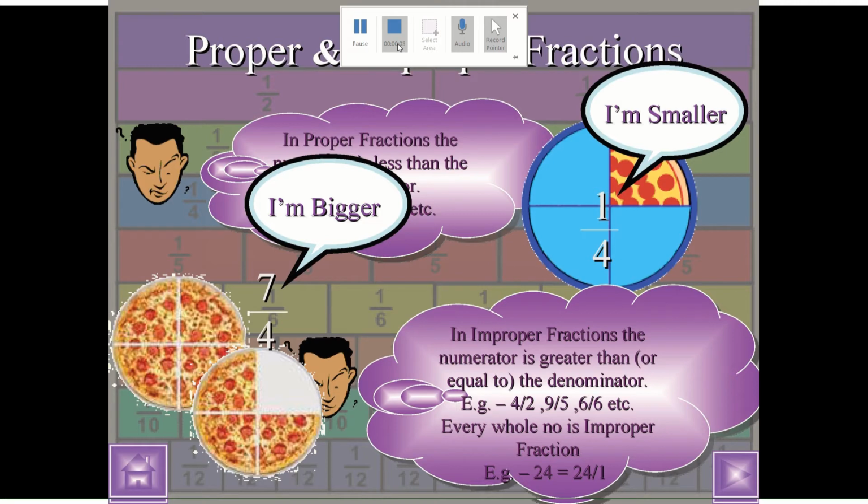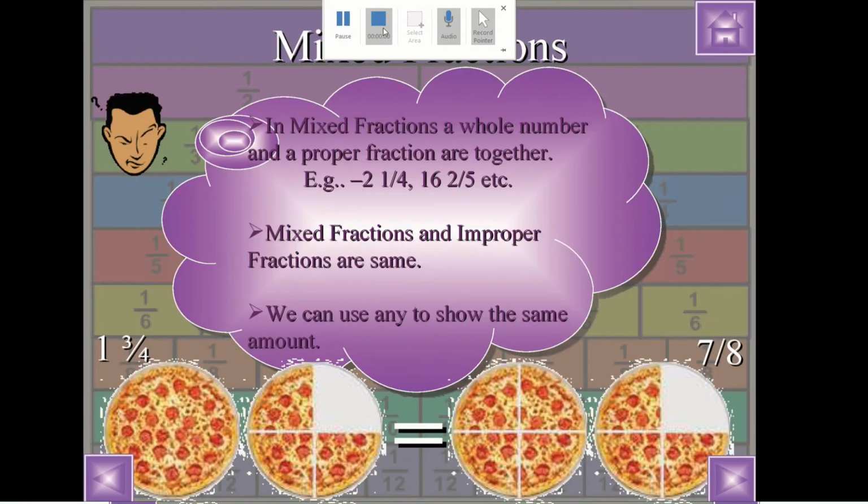In proper fractions, the numerator is less than the denominator. And in improper fractions, the numerator is greater than the denominator. Like 7 by 4. In this fraction, the numerator is greater than the denominator. So this is an improper fraction. And 1 by 4 is a proper fraction.